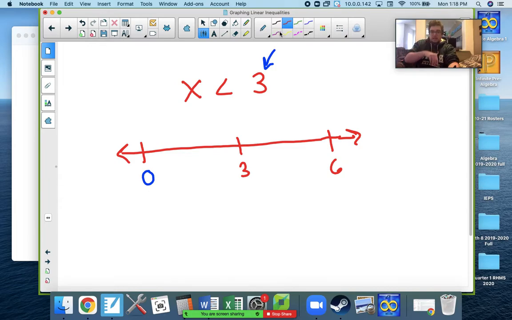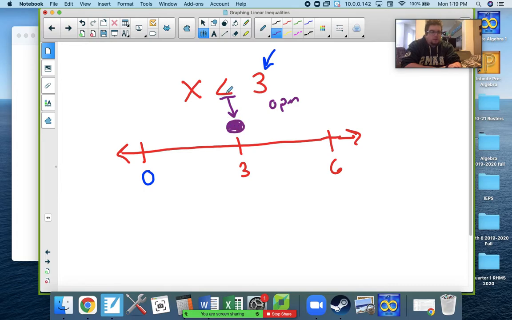So 3 is that dividing point. So right here, I'm going to put a circle at 3. So my answers are either on the left-hand side or the right-hand side of this circle. This circle is classified as an open circle because I can't have exactly 3. It has to be less than. Can't be equal to. So if this was an equal to, I would fill in this circle.